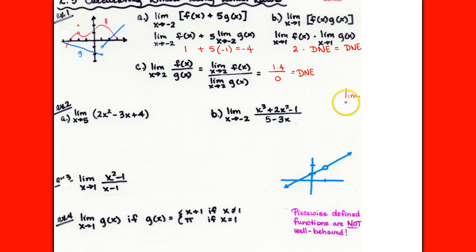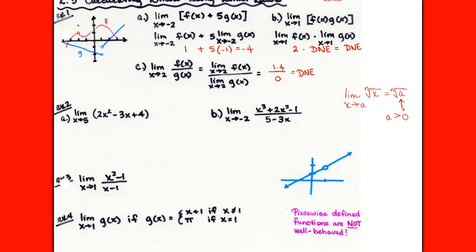The limit as x approaches a of the nth root of x, where n is a positive integer, will be equal to the nth root of a. You can just use direct substitution and go straight to your answer as long as a, what you get when you do that direct substitution, a has to be greater than 0.